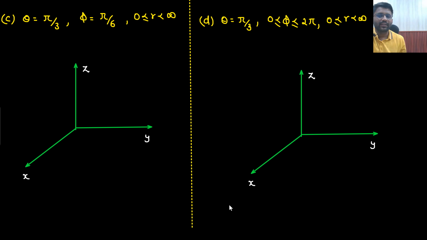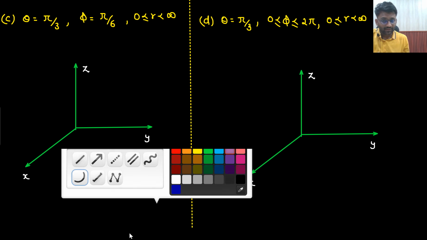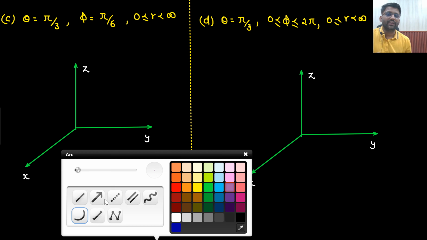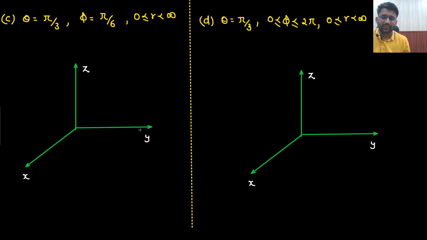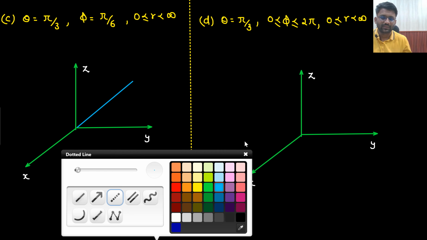What about the next one? Theta equals pi by 3 is fixed. Phi equals pi by 6 is also fixed. Now this time r is varying. R is going from 0 to infinity. So simply the locus will be a line like this.